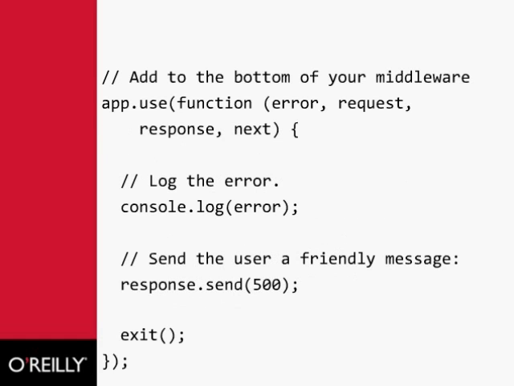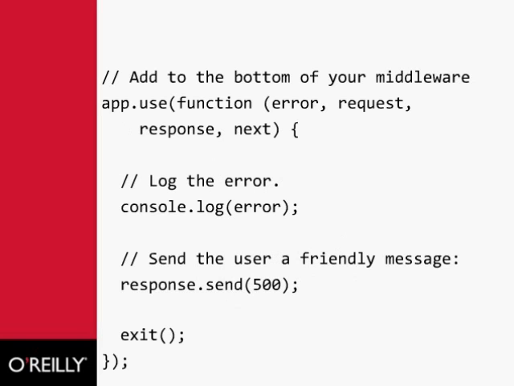So you'll want to add your error handler to the bottom of your middleware stack. So you just create it. The error handling middleware for Express is just like any other middleware, except instead of taking 3 parameters, it takes 4. It takes error, request, response, and next. And you don't have to do anything with request, response, or next if you don't want to.